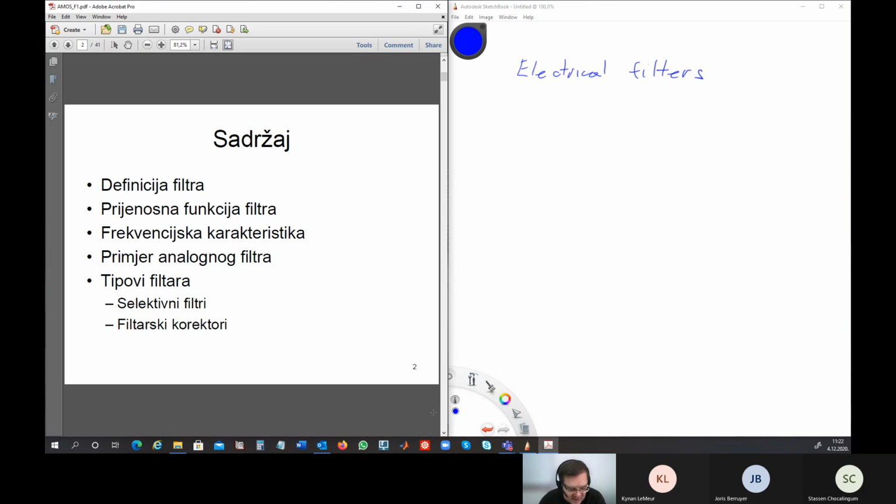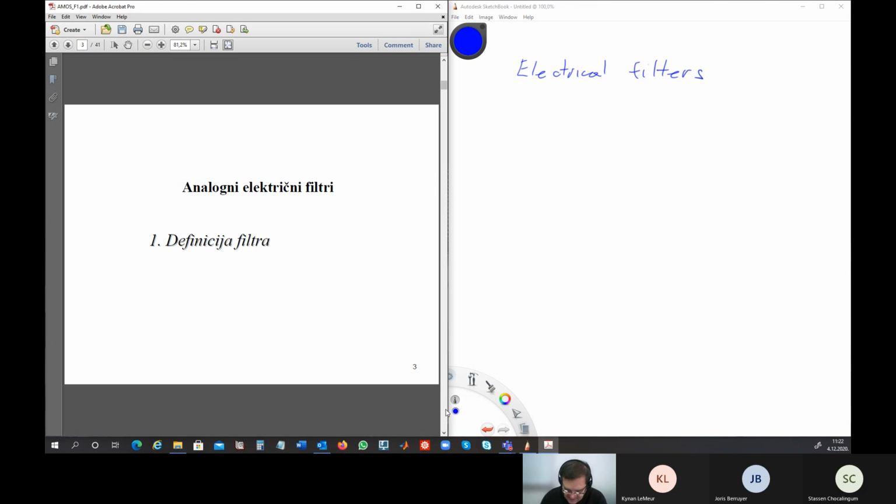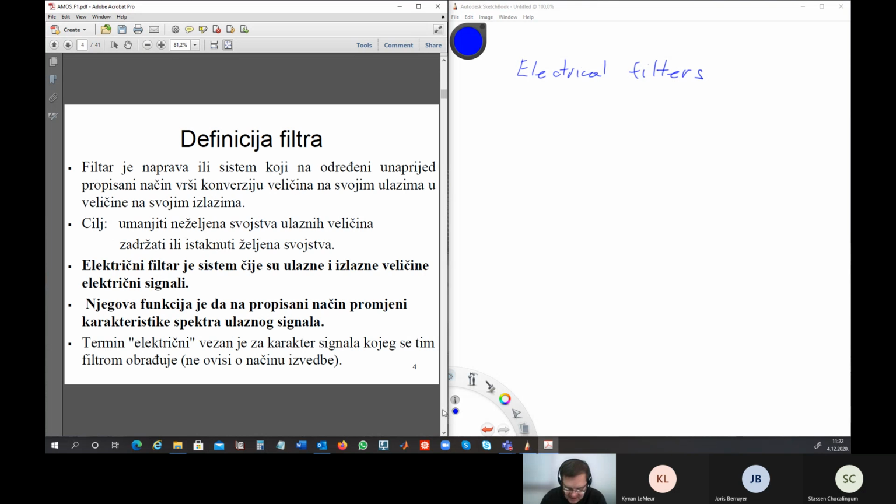So as the contents, you have filter definition, transfer function of filters, frequency characteristics, and example of analog filter. This is what we are going to learn today. And then types of filters, selective filters and filter correctors. We'll start with analog electrical filters.